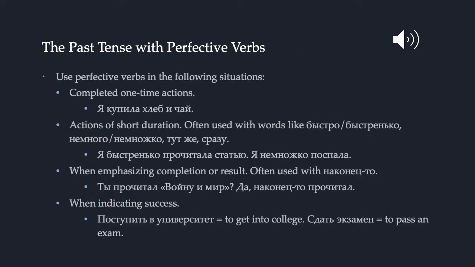Now let's talk about the past tense with perfective verbs. So we're going to use perfective verbs as a general rule in the following situations. First of all, if we are describing a completed one-time action. For example, я купила хлеб и чай. I bought bread and tea.